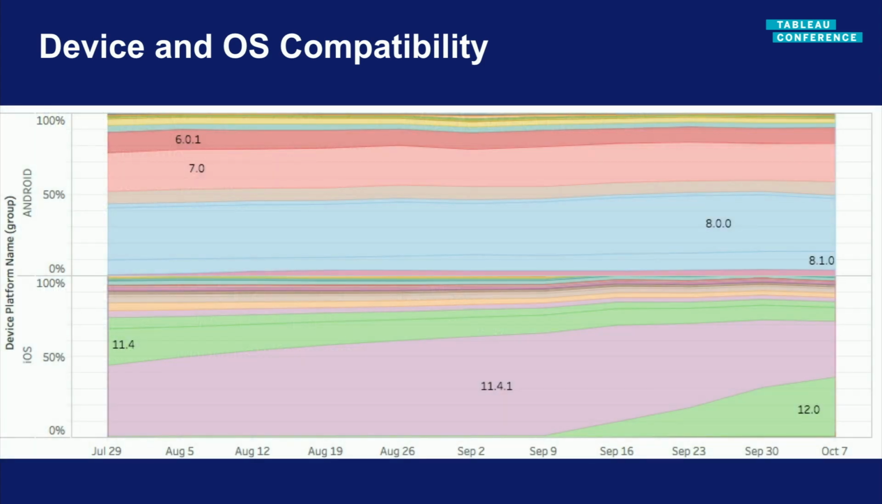So these are usage stats on Tableau Mobile by operating system version. At the top, we've got Android. At the bottom is iOS. You can see Android is pretty stable, over the last couple of months or so. People don't tend to really change what OS version they're on. Whereas on iOS, you can pretty much see when iOS 12 was released, and people will pick it up pretty fast.